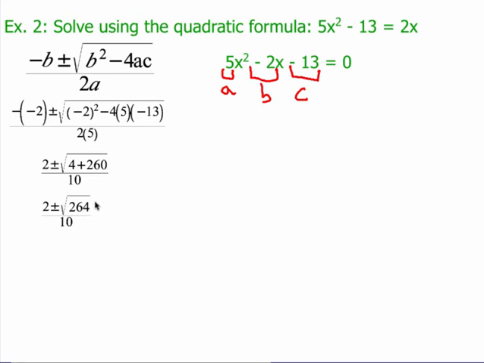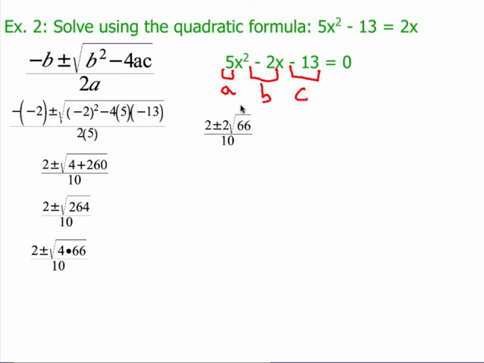So what do I do with a square root that's not a perfect square? Well, remember back to our unit on radicals, I need to simplify that. The biggest perfect square that goes into 264 is 4. So if I factor out a 4, I'm left with 66. 4 times 66 is 264. If I take the square root of 4, I get 2. So this becomes 2 plus or minus 2 times the square root of 66, all divided by 10. All I did is simplify this square root like we did a couple units ago. Now you see why we had to learn that.